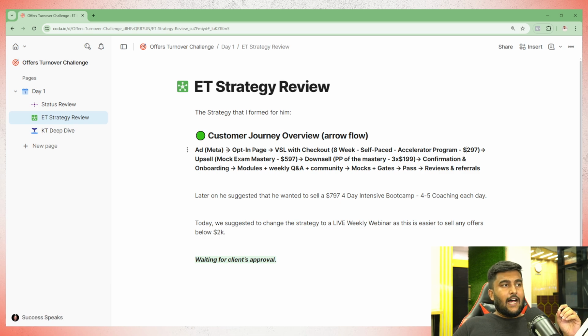After they have opted in, they come to a VSL page. Opt-in basically means when somebody comes to a landing page, they see, hey, this is the training that I'm opting in for. So they give their name, email address, or phone number, and once they click on submit, they go to the next page, which is the VSL page, where they watch the video and get the value. Then towards the end, we pitch them this 8-week self-paced accelerator program, which also has a result that allows them to pass a particular exam for this particular client.